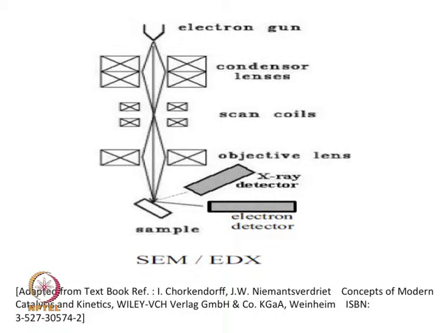If you do SEM EDX, then you can find out what is the percentage of potassium in your catalyst, what is the percentage of sodium or any other metal also, right. But as I said, it is a point or line analysis, right, not for the whole surface. You cannot take it from just one set of data. So at one point the composition may be very high, but at another point it may be 0, right. So then there may be error.